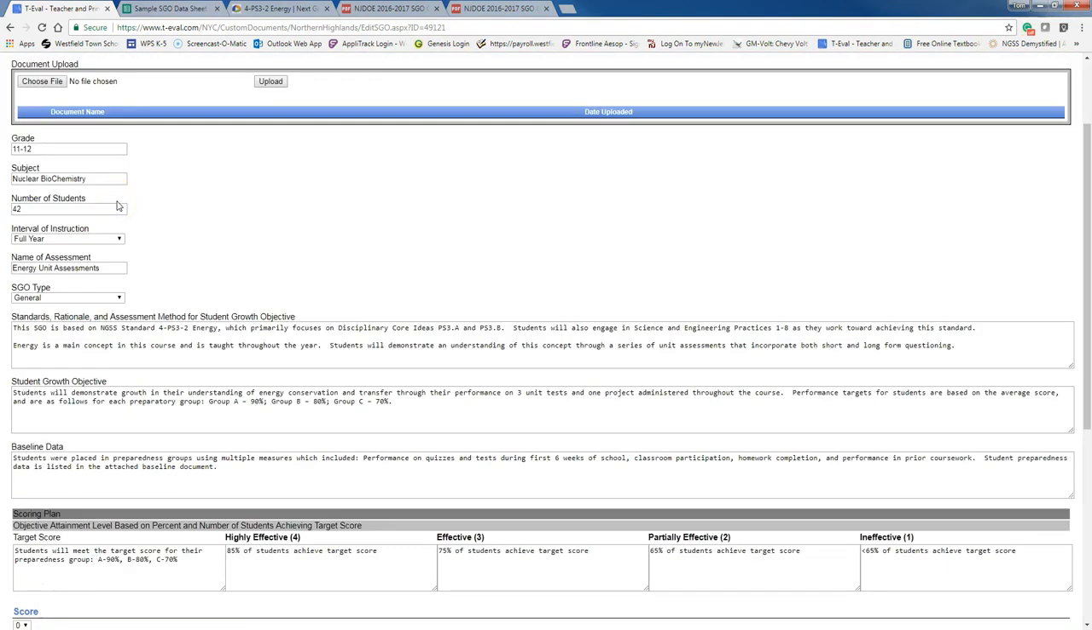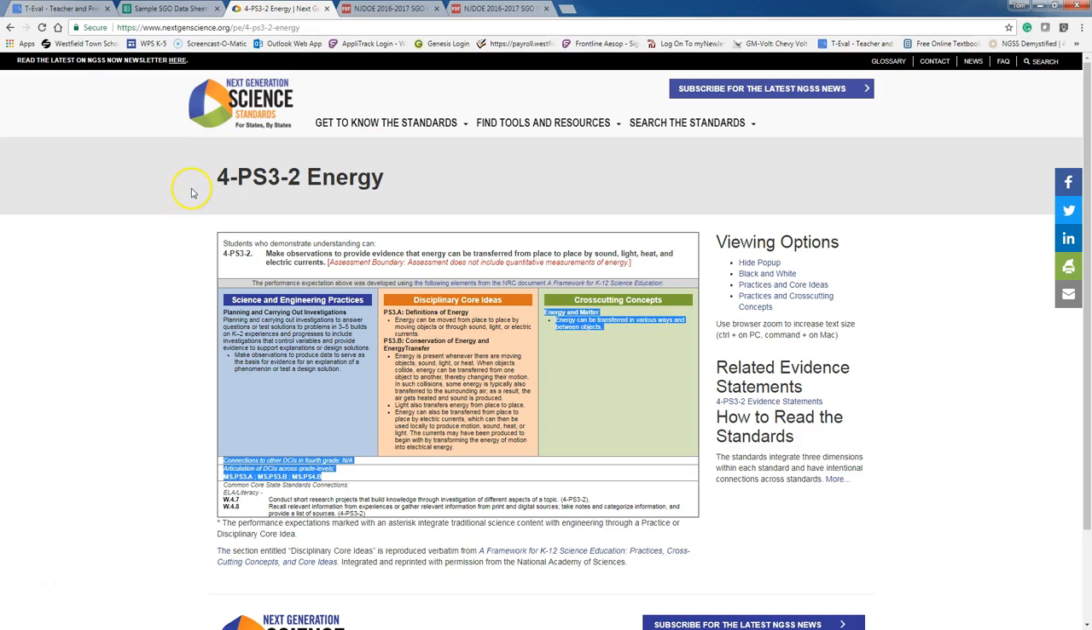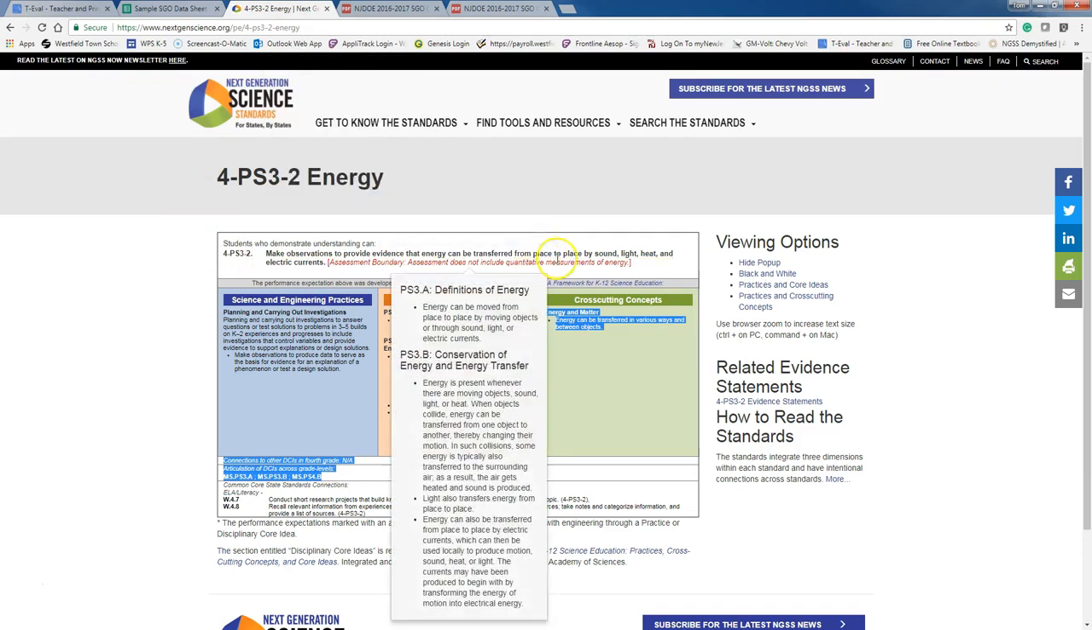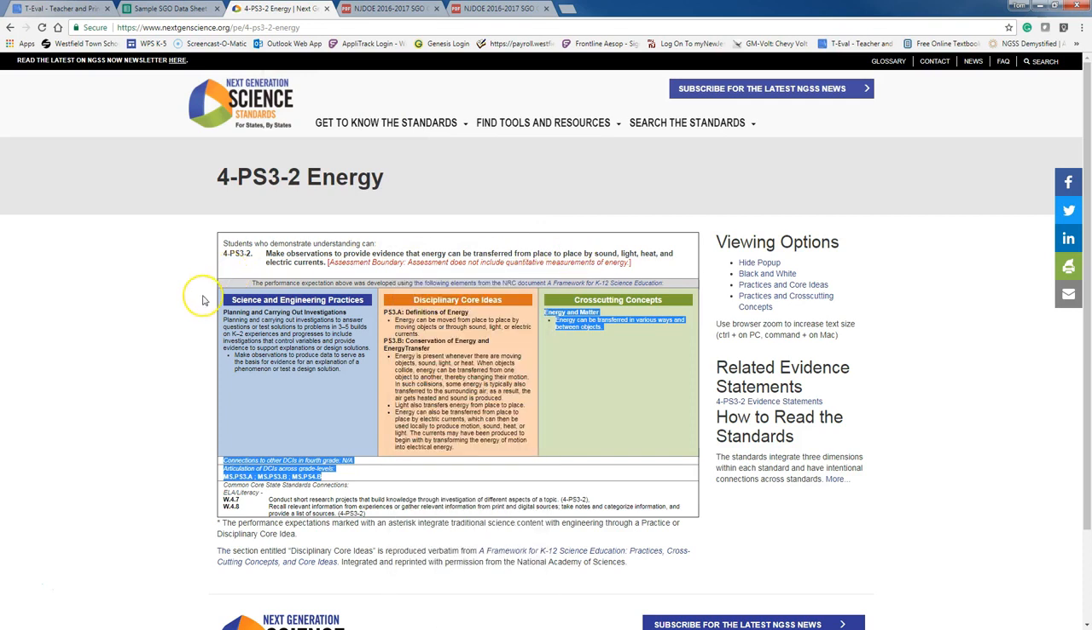So here's some of that information filled in for this SGO, the basic things, the grade, the subject, students. Down here under the standards and rationale, it's very important that you list specifically what standards this is addressing, and you can see that in this example we're going to be meeting the performance expectation 4-PS3-2, which is on energy. If you look at what that performance expectation entails, it says that the students will provide evidence of energy transfer. This is something that you'd be doing over the course of an entire year. It's not a quick hitter.